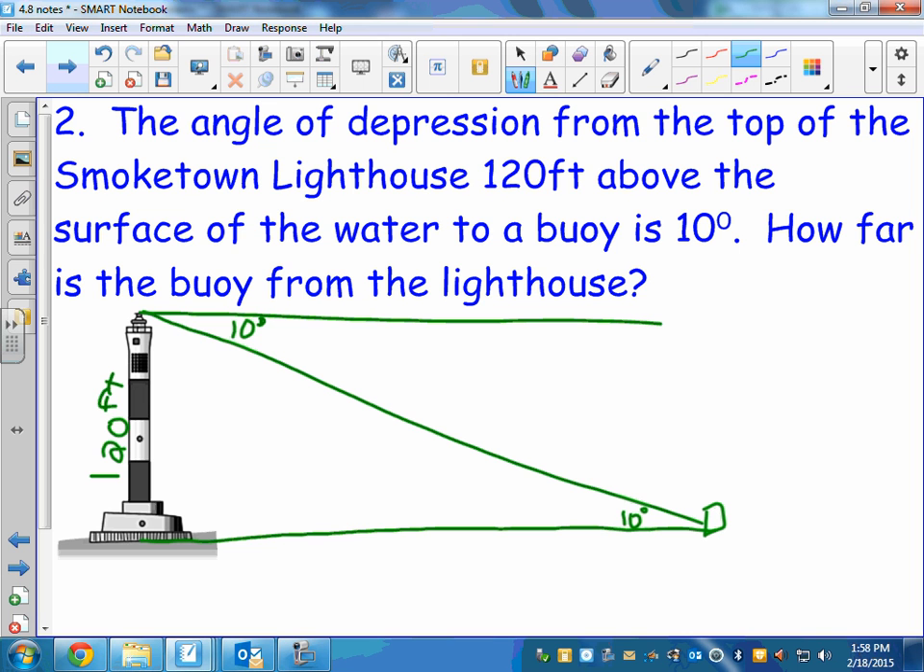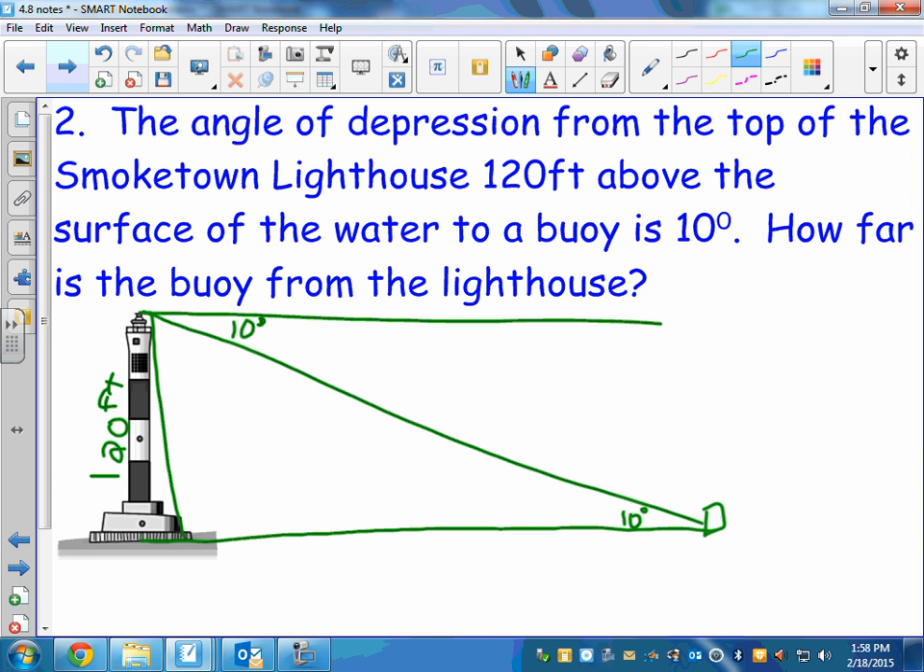Some people like to point out, well, if this is 10 degrees, do I know what this angle is here? Yep. It would be 80, right? Because this would be a right angle. So you could also use this as 80 degrees. All of those are appropriate ways of solving this problem.